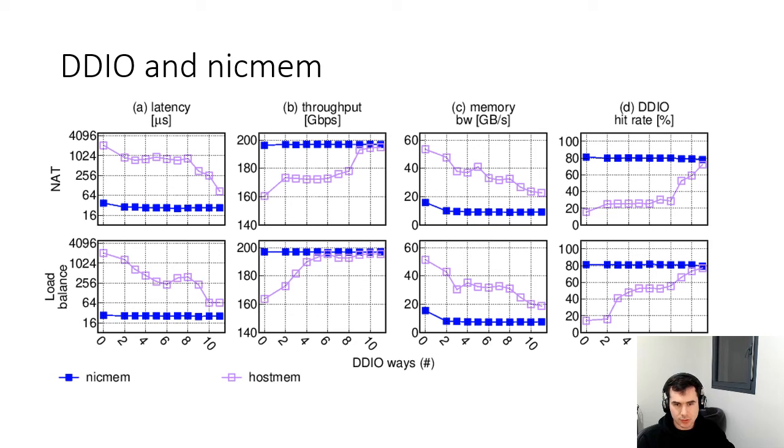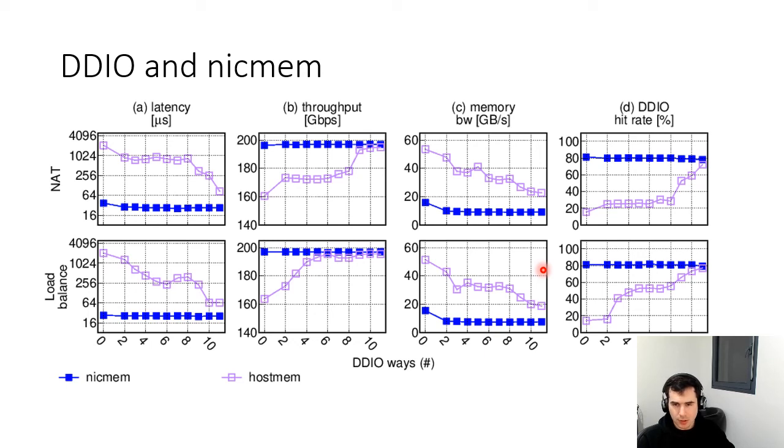And we indeed see that the throughput of hostmem improves, and it is able to achieve line rate. When it achieves line rate, it also has good latency. And all of this happens because we are able to improve the DDIO hit rate and in the process reduce the memory bandwidth. What we also see is that Nicmem is mostly unaffected because its performance was good to begin with.